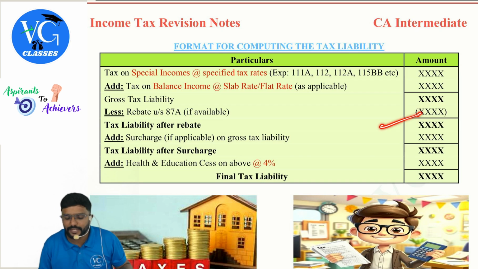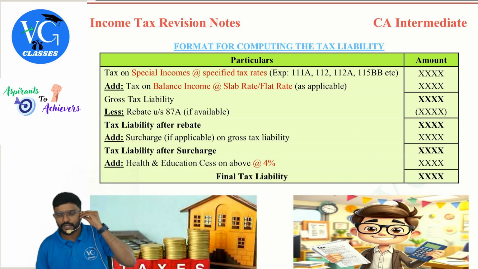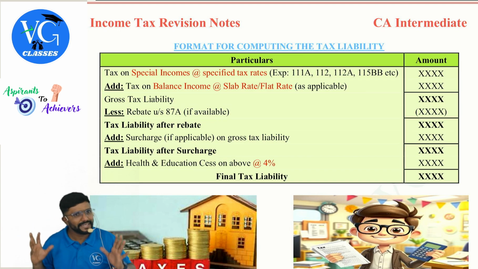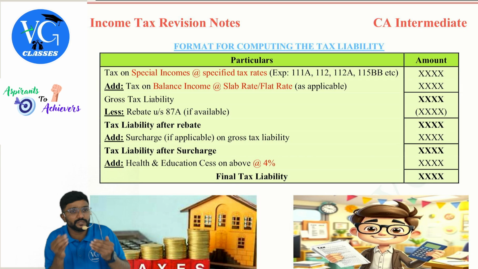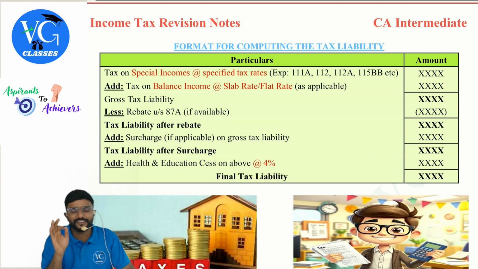After that, whatever tax liability they get, they will take it, and surcharge only if applicable. Yes, surcharge also is not always applicable. It is applicable only if total income is more than 50 lakh, 1 crore, 2 crore, 5 crore, 10 crore. How to calculate applicability, you will understand later. I am just in the first stage where I am explaining the format. Clear? You have to calculate surcharge only when the total income crosses some limits.